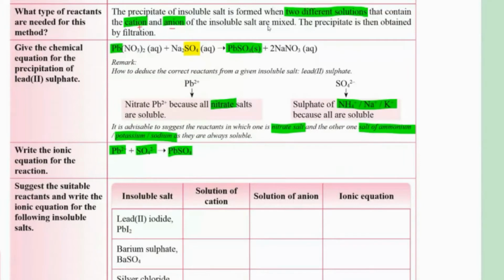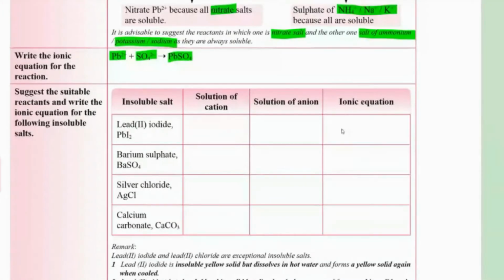Okay, now let's try this table. We try to do one together. Later I'll let you try. Let's say now I want to prepare lead 2 iodide, which is an insoluble salt, a solid. So we need to choose two solutions. Two solutions. So a solution of cations which contains the lead 2 ions. Any suggestion? What is the solution we can choose?